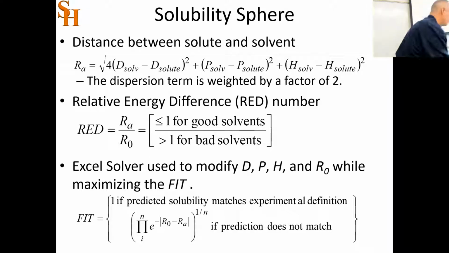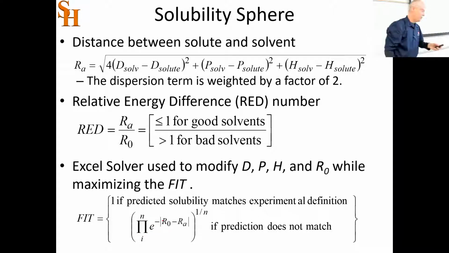So if our distance here, if we look at the difference between R0 and RA, so let's say RA is smaller than R0, we're going to have this term in here, and it's going to reduce our fit. Okay, and it's going to be an exponential dependence. And we're going to have a whole bunch of solvents, and so we'll see this in the spreadsheet, how this works out.